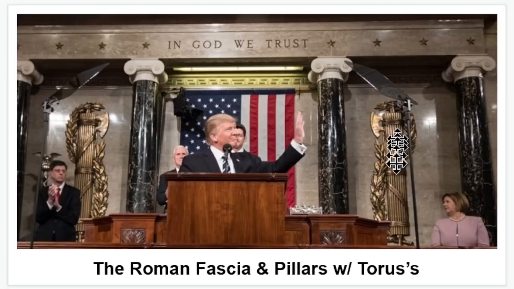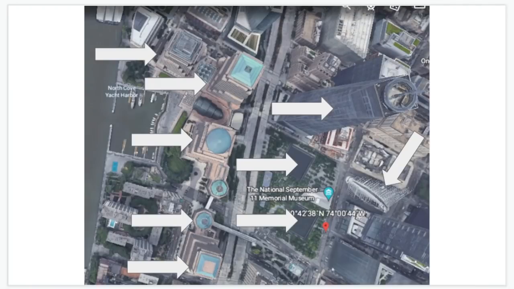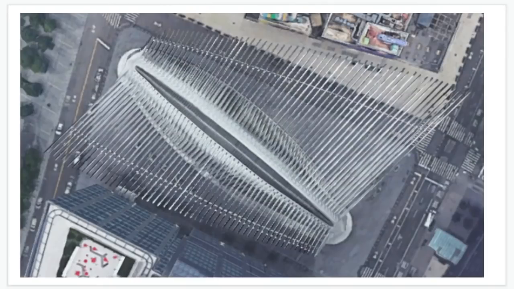Here is an image, one type of an image of a Taurus, and you can see they put a blade on it, turned it into a weapon. That reminds me of a place up in New York. All around New York City is the same kind of stuff.